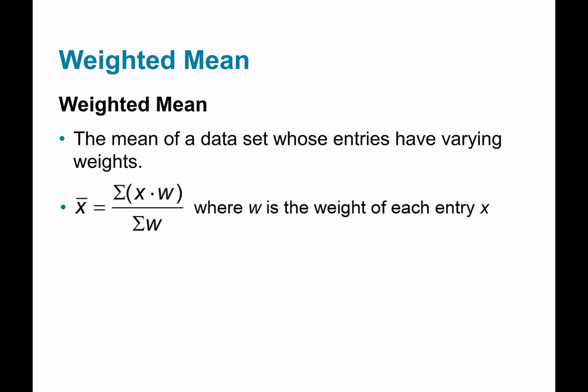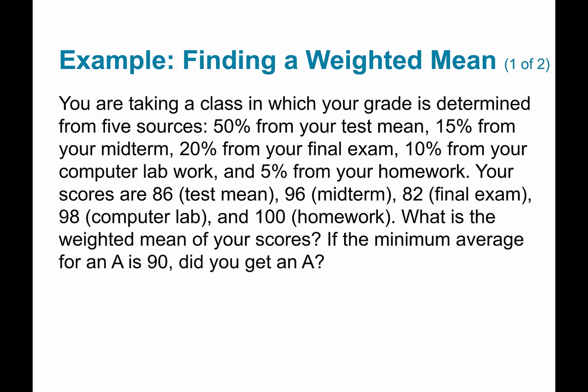A weighted mean we still represent with x bar, or mu if we're talking about a population, but usually we just have x bar. It's the sum of the data value times the weight, so you have to do that multiplication first, then add up all of those, and divide by the sum of the weights. So let's look at an example calculating this.